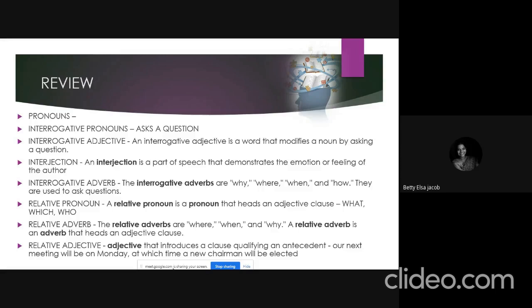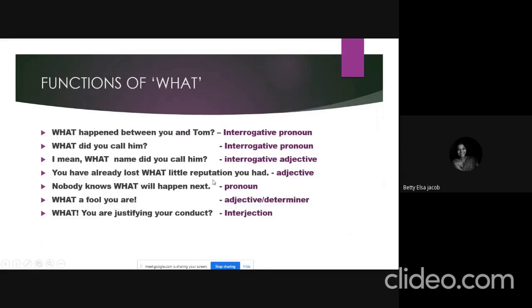First of all, we look at the functions of what. Now, what can function as an interrogative pronoun or an interrogative adjective or simply as an adjective or a pronoun or an interjection? Look at the examples. In the first question, what happened between you and Tom? So it's a question. We have a question mark at the end of that sentence. So it's a question, so it should be interrogative. Now, is it an interrogative adjective or a pronoun? How do you understand that?